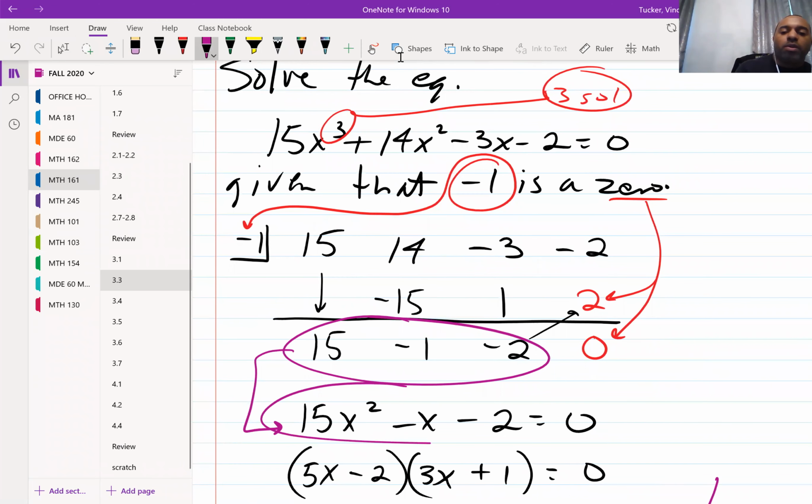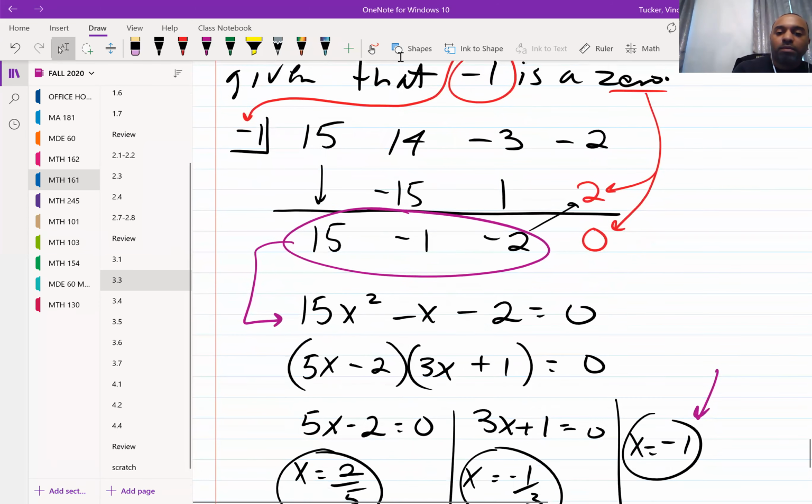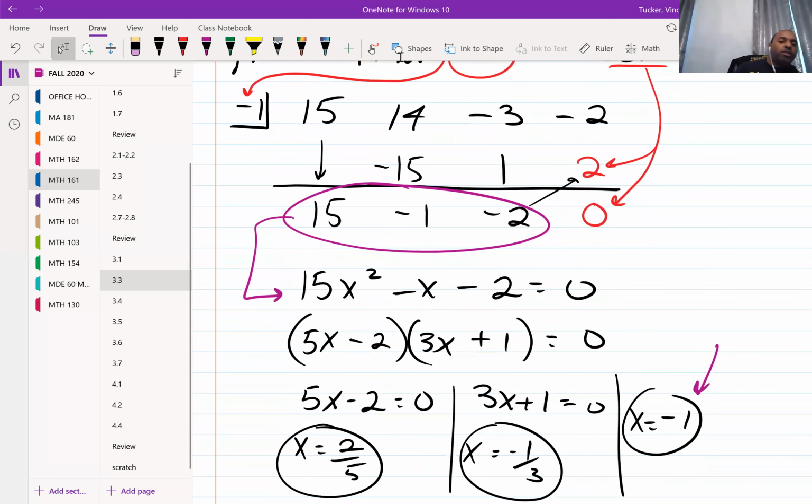All right, so take 15, -1 and -2. Turn it into our quadratic equation. Start off with 1 degree less than what we had initially. So that's 15x squared minus x minus 2. Once again, I decided to factor. If you're not comfortable with factoring, or if it was a situation in which you could not factor, you would use the quadratic formula. So 5x minus 2 equal to 0, 3x plus 1 equal to 0. I have my two new solutions, 2 over 5 and -1 over 3. And don't forget, once again, that initial solution that it gave you of -1.